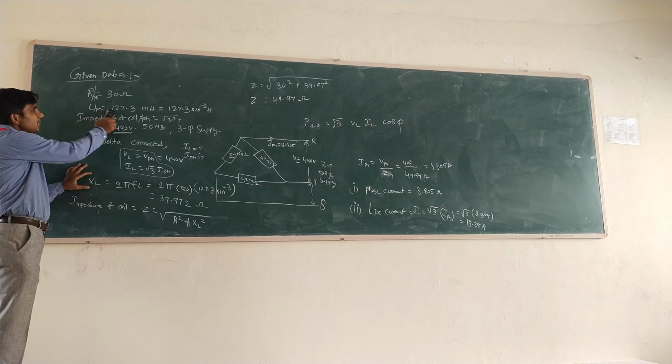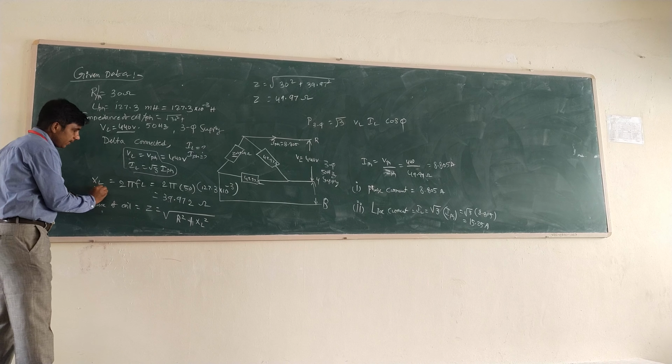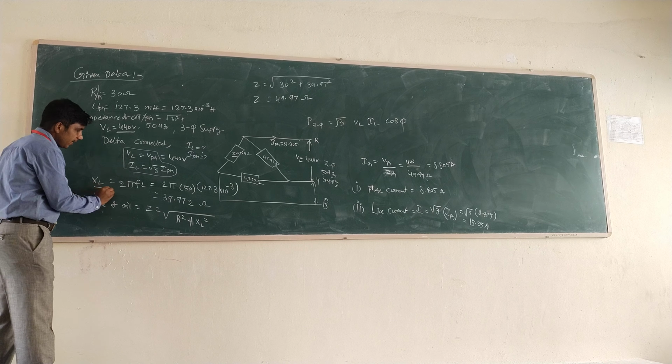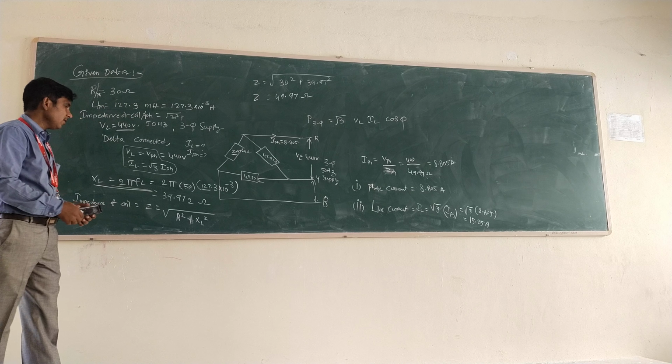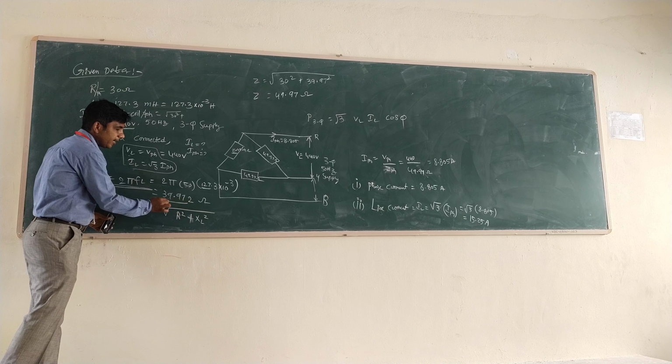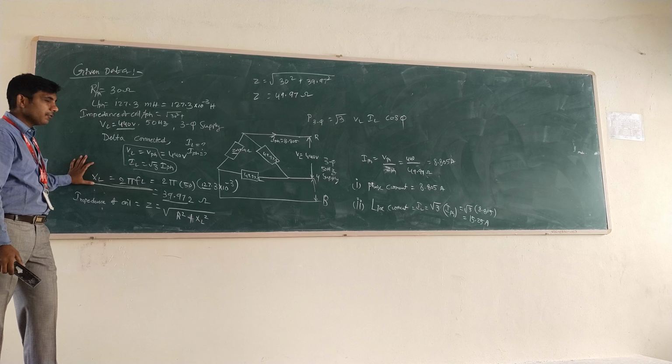From this inductance we can calculate XL. Inductive reactance XL equal to 2 pi FL. If you substitute 2 pi into F into L, with 127.3 into 10 power minus 3, then you will get 39.972 ohm. That is the inductive reactance.